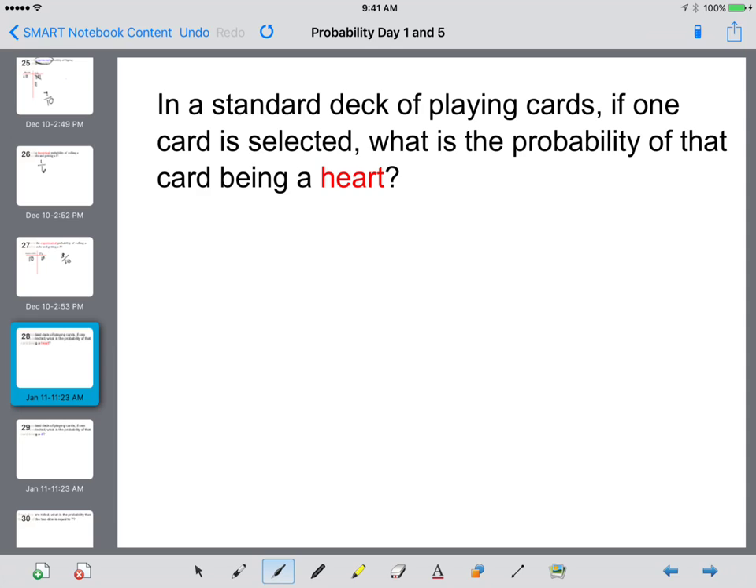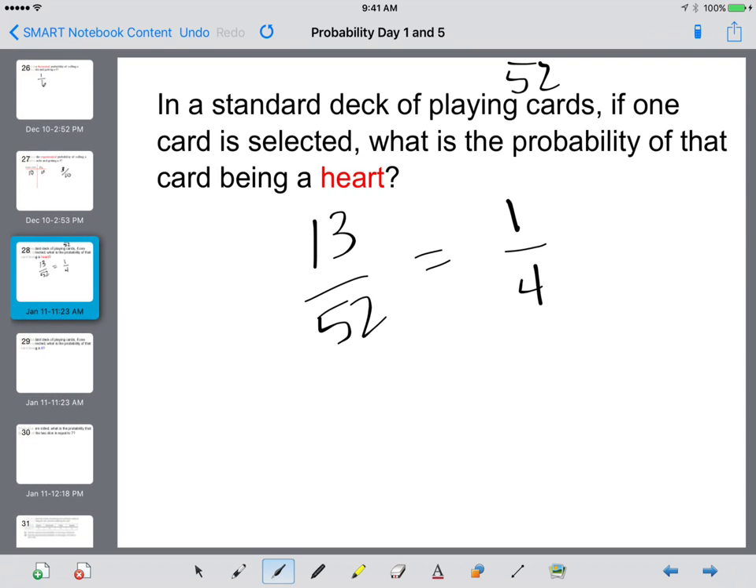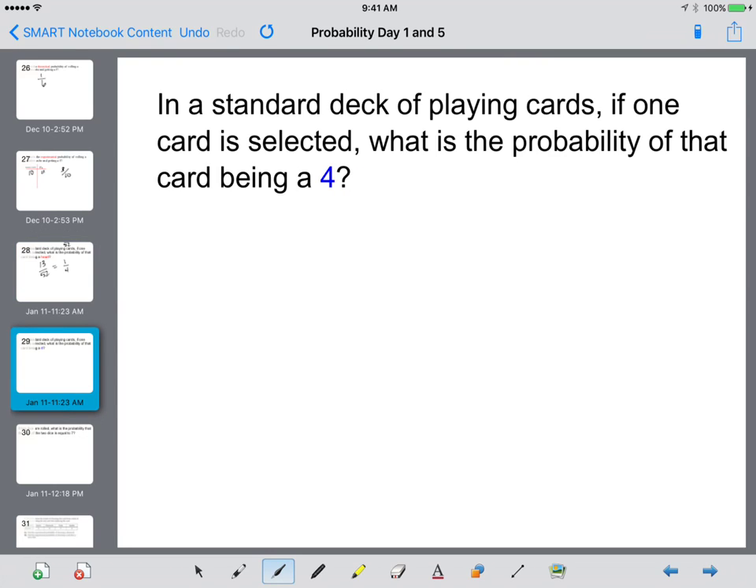Standard deck of playing cards. Remember, a standard deck of playing cards has 52. If 1 card is selected, what's the probability of that card being a heart? Remember, there are 4 suits. If they're divvied up equally, there's 13 cards in each suit, so it would be 13 out of 52, which reduces to 1 out of 4. Probability of a card being a 4, well, there are 4 fours in a deck out of 52, which would reduce to a 1 in 13 chance.